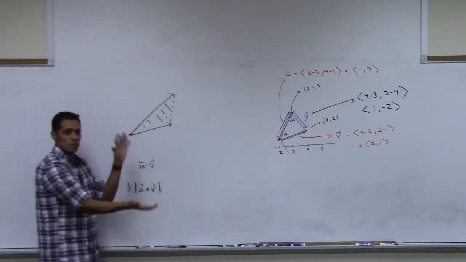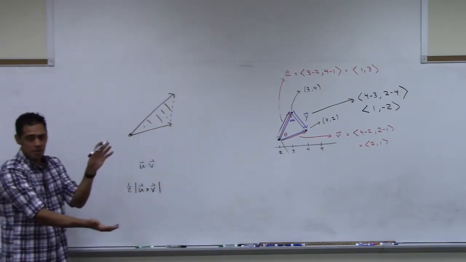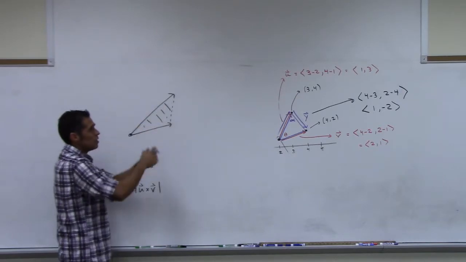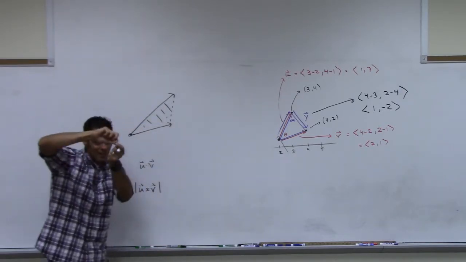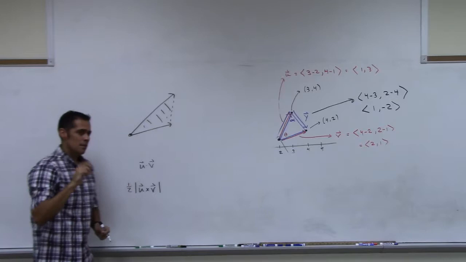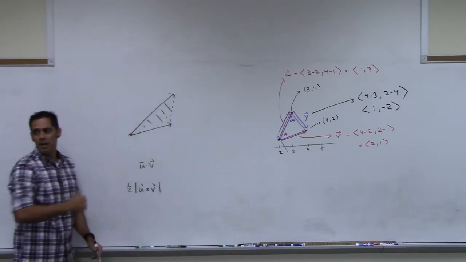If you take the cross product, which I'm not showing you how to do, of those two vectors, it creates a vector. If you take the length of that vector and divide it by 2, you get the area of that triangle.